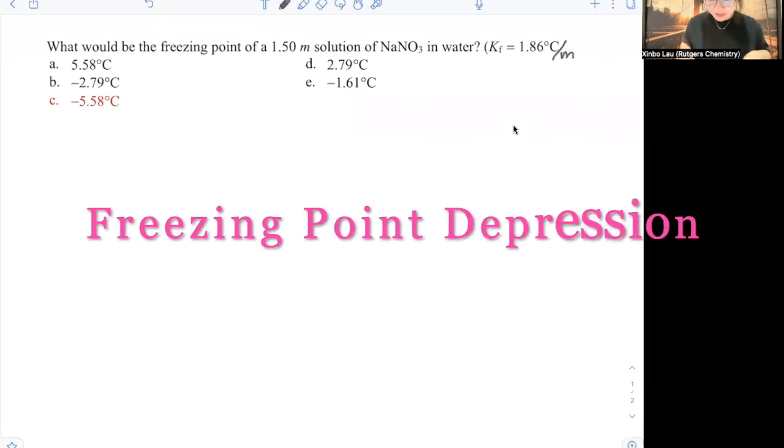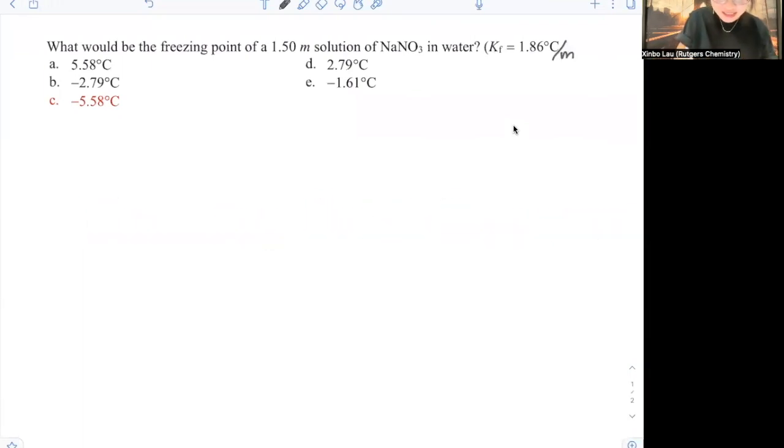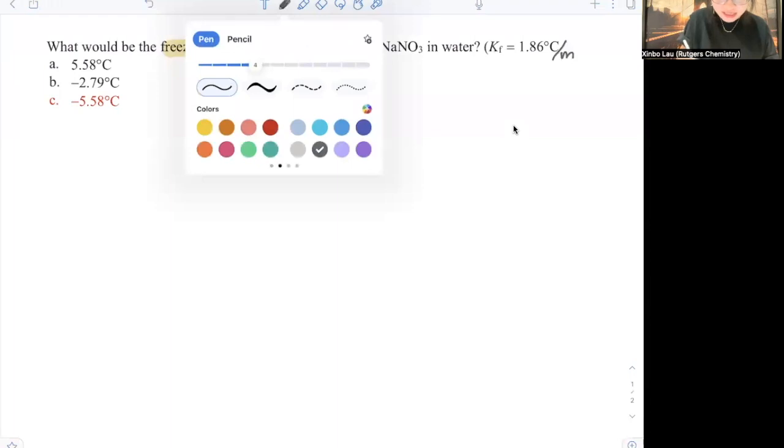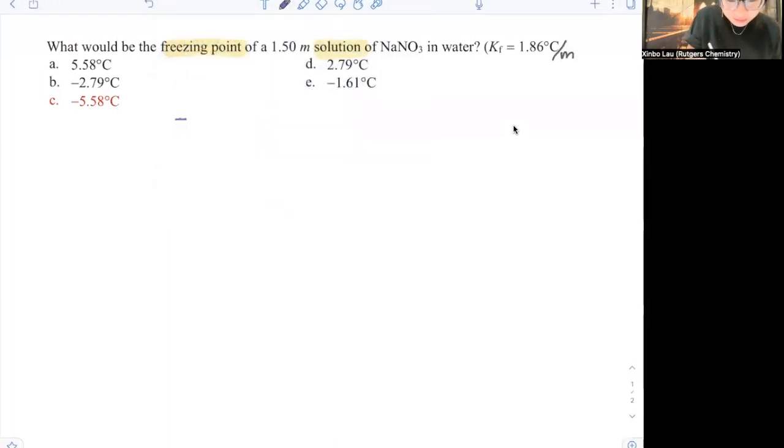For this question, let's start by reading the question itself. As always, the question is asking us to find the freezing point. Very concise question: freezing point of a solution. That's something we need to pay attention to. We're looking into the freezing point of a solution.